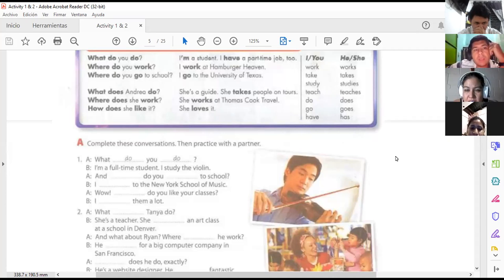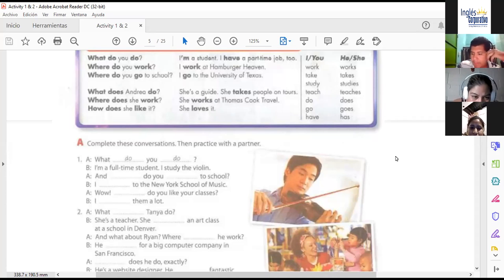Does, porque estamos hablando de alguien más, ¿verdad? De tercera persona. Pero como la respuesta dice she is a teacher. Pero como ella es a teacher.